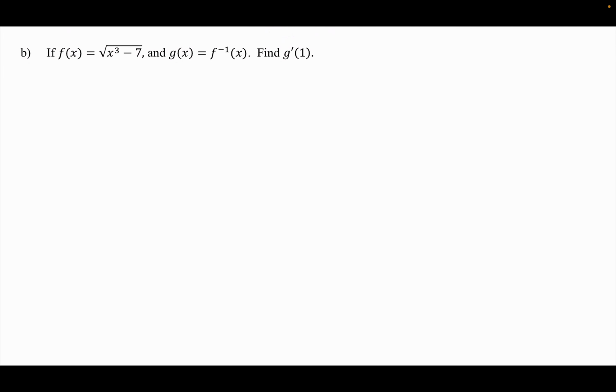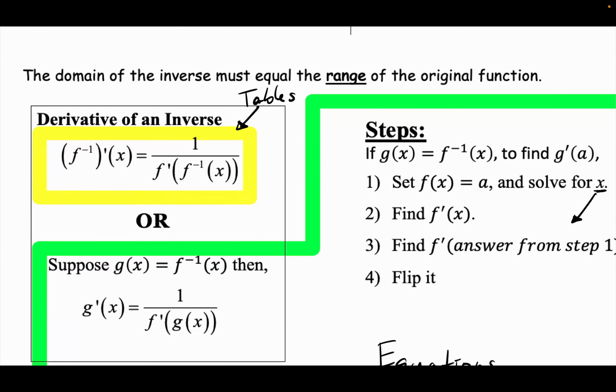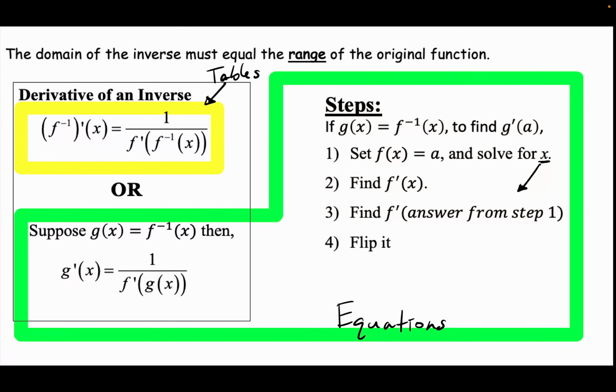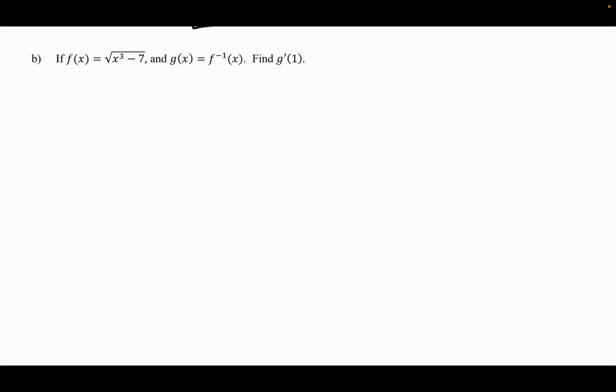Are we going to use the yellow, or the green again for letter B? The green again, right? There's no table. They've given us an equation. So step one. What was step one again? Write the equation and set it equal to the A term. The A term in this case? Positive 1.